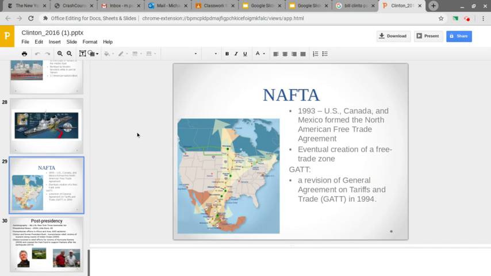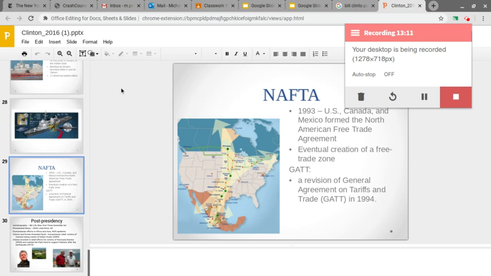NAFTA. Maybe this is something you've heard this term, this word, but it's a free trade agreement between the U.S., Mexico, and Canada, the North American Free Trade Agreement. And the idea was to create a free trade zone where Mexico, U.S., and Canada could trade without being considered like a foreign import, basically, at least in terms of payments and taxes and such.